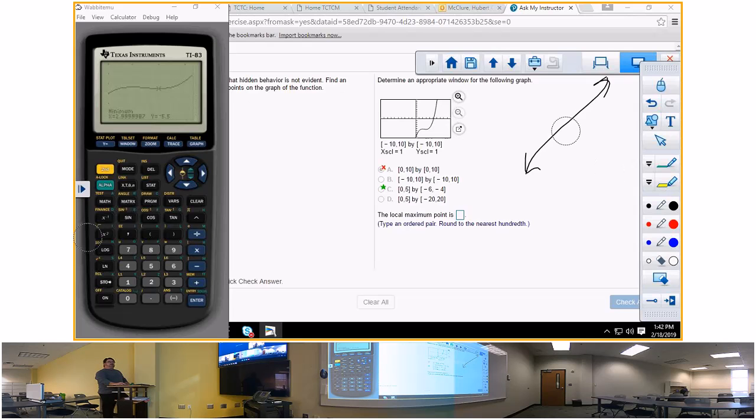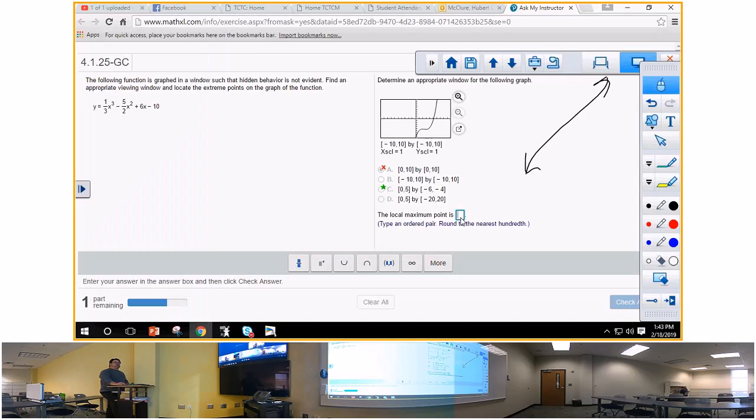And then your local max, you do a second trace, and then max, and then you move over here and do a left bound. It doesn't matter where you put it, as long as, see, right in here somewhere is the max. So I'm going to go over here where you actually see it going down, and I'm going to put enter, and then go over here where you actually see it going down, and put enter. All that does is minimize the calculation time for the calculator. And then I'm going to put a guess, which is right in here. And our local max is 2 and -5.3.